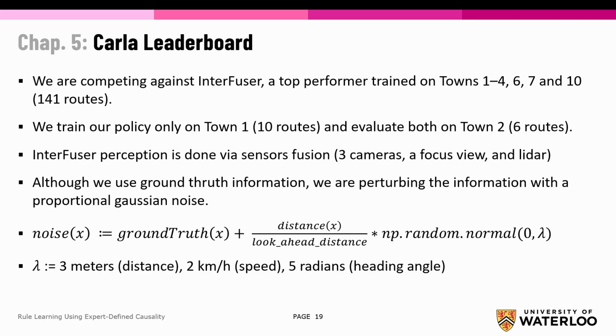So the comparison is not going to be rigorous because, first of all, Interfuser can simply use what it has learned in its training procedure. And second, we are not going to suffer from the exact same noise, because Interfuser is going to solve the whole perception problem. In our case, we are just going to inject proportional Gaussian noise, which is the noise that CARLA used for the location of the ego vehicles and so on.